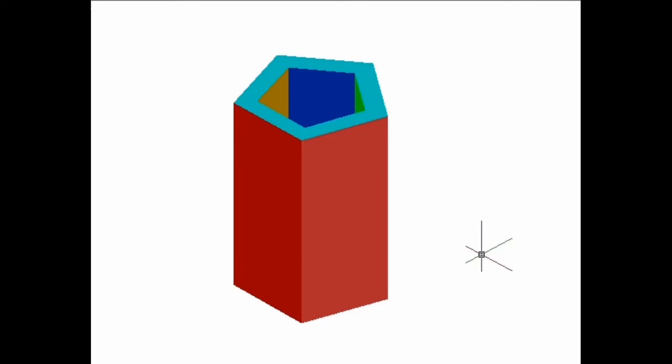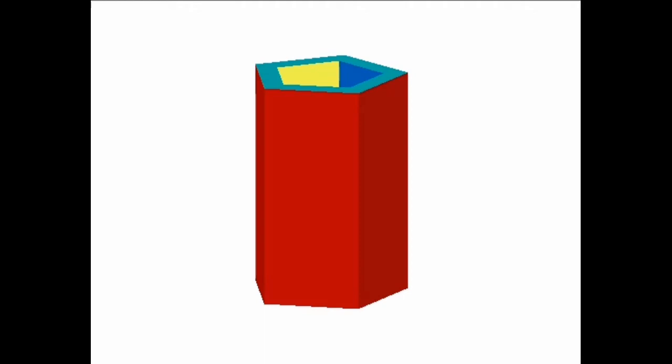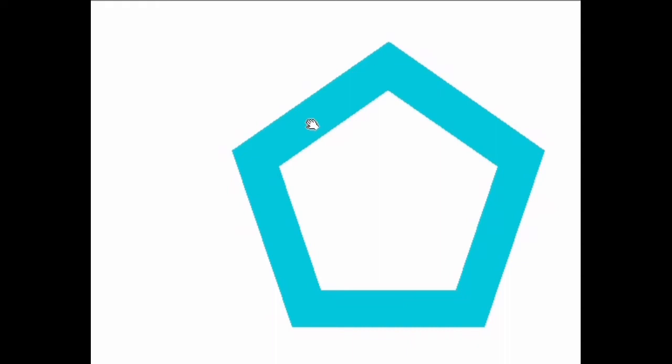The 3D model session, let us have a look on the pentagonal prism with hollow section. This is an isometric view 3D model that has been generated, with a thickness of 10 mm as given in the question. You can see the elevation, the top view of the given pentagonal prism.